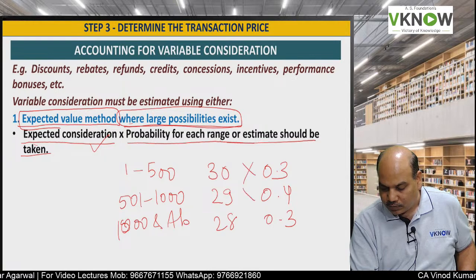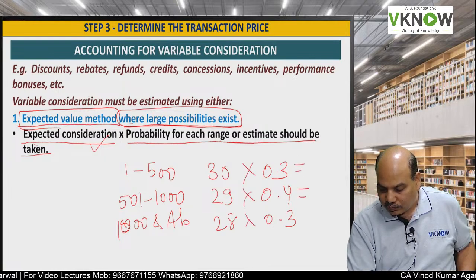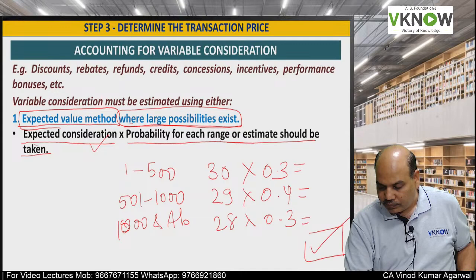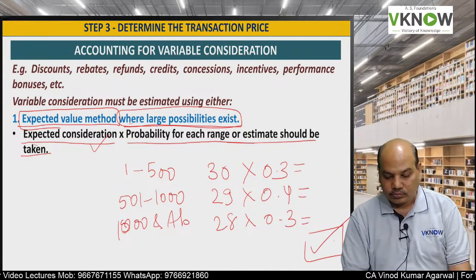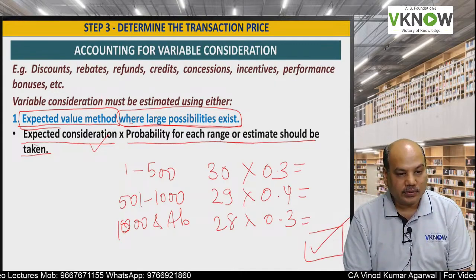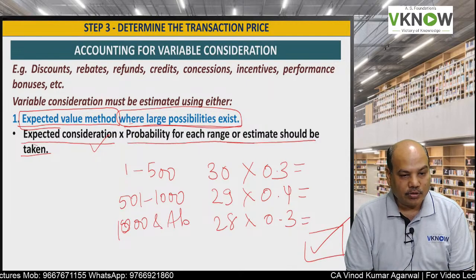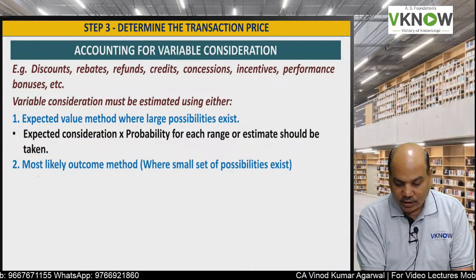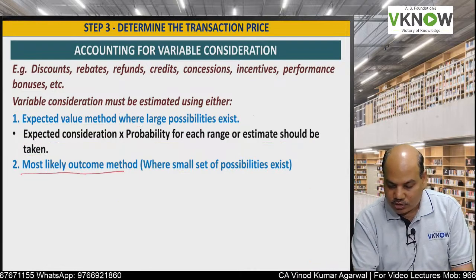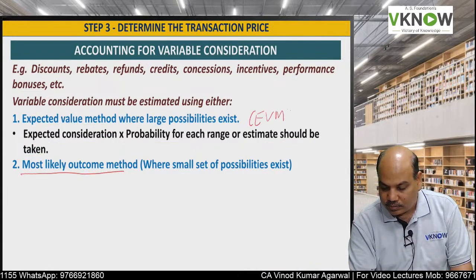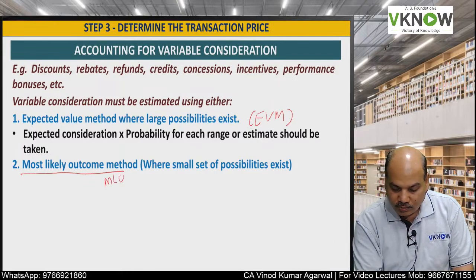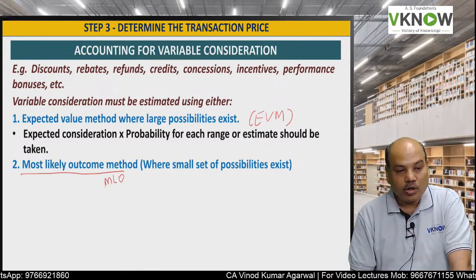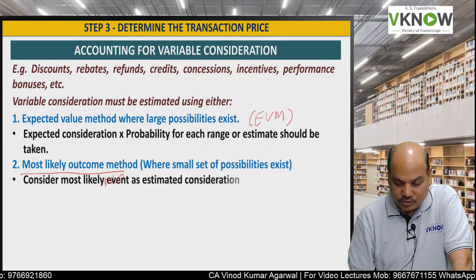Probability 0.3. Then you will multiply and take the total. This is called the expected value method. And the second one is called the most likely outcome method. So this we will call EVM, and this we will call MLO.